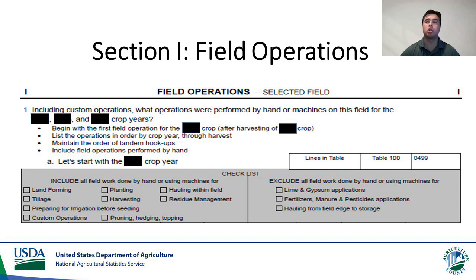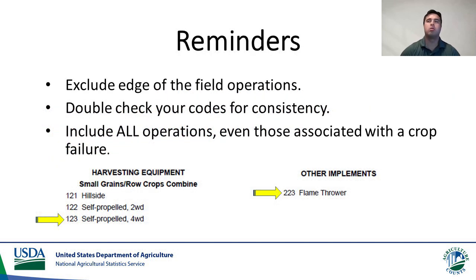We also want to make sure that we are not including any hauling done from the edge of the field. Our in-field operations stop once the crop is physically off the field. Here are some things you need to look out for in this section. Machines, such as ditch cleaners, that are used at the edge of the field should not be included. Exclude hauling from field edge to barns, grain bins, dryers, or cleaners, and any other location.